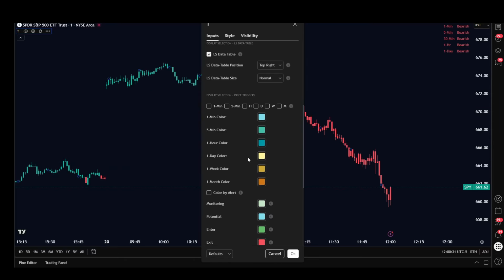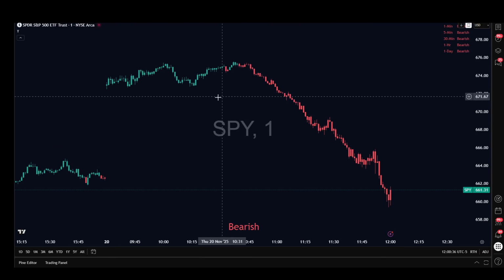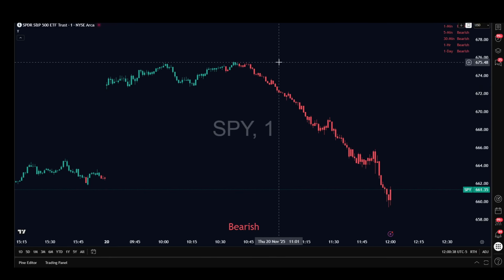Now, the triggers are very simple. You can think of them as EMAs. So obviously when the lower time frame triggers are on top of the higher time frame triggers, like the 9 EMA above the 21 EMA, that will be bullish, and the 9 EMA below the 21 EMA, that will be bearish.